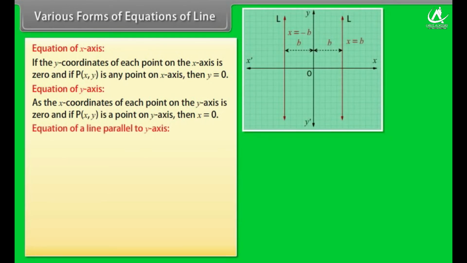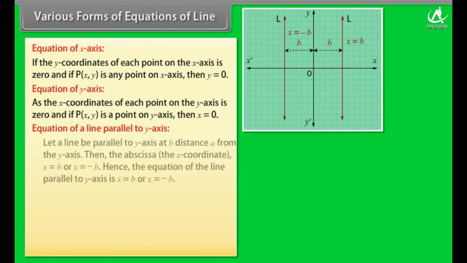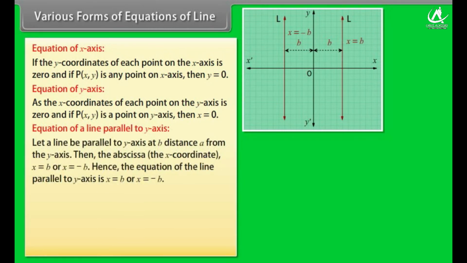Equation of a line parallel to y-axis. Let a line be parallel to y-axis at distance b from the y-axis. Then the abscissa, the x-coordinate, x is equal to b or x is equal to minus b. Hence, the equation of the line parallel to y-axis is x is equal to b or x is equal to minus b.